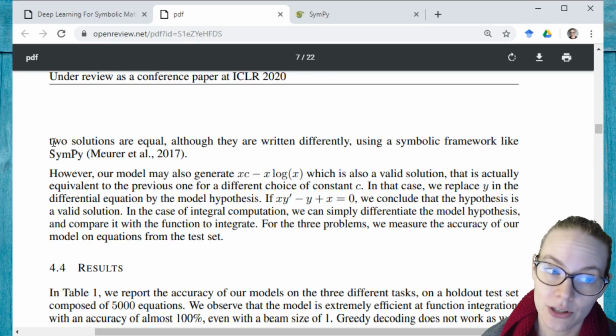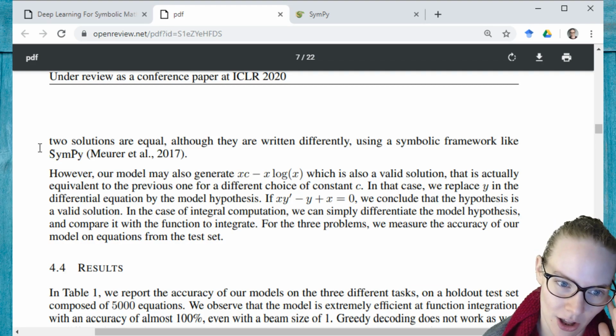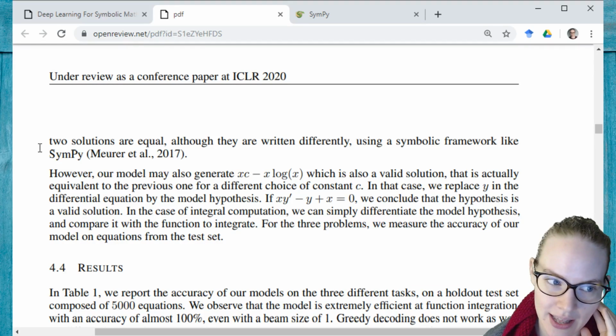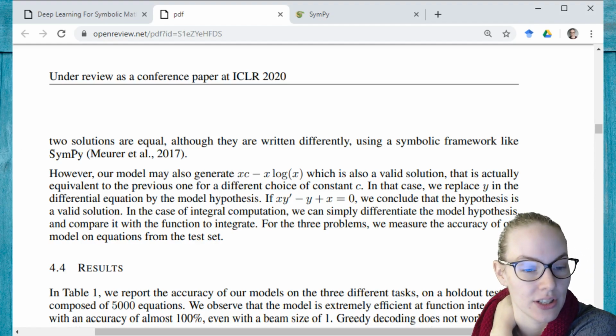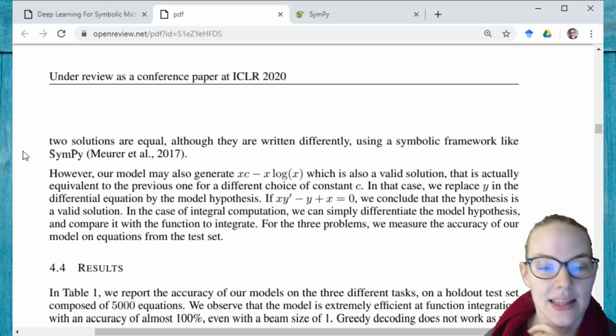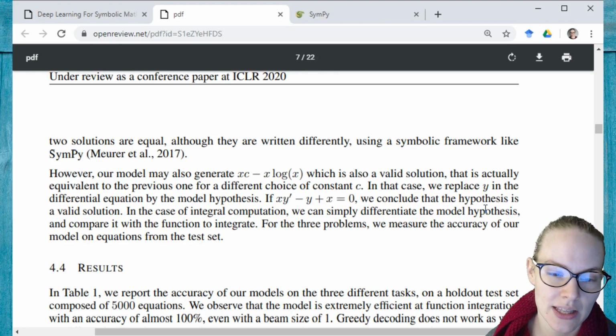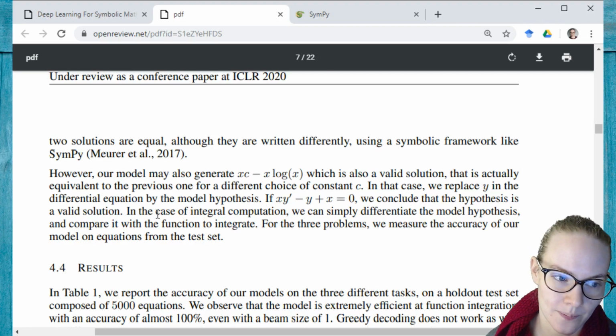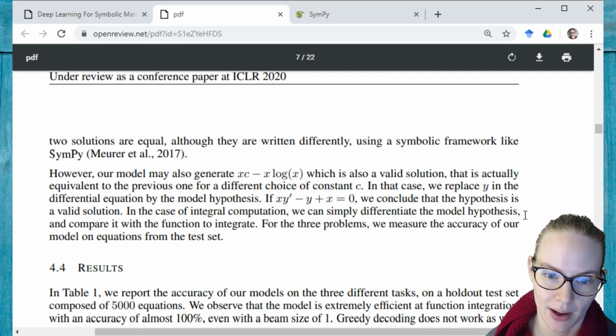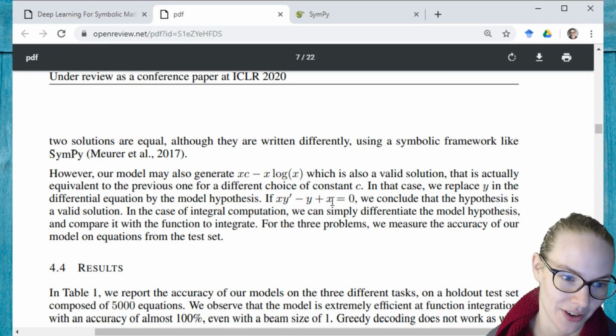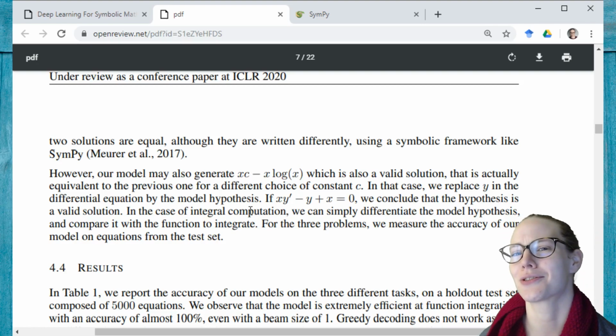However, our model may also generate xc minus x log of x, which is also a valid solution that is actually equivalent to the previous one for a different choice of constant c. In this case, we replace y in the differential equation by the model hypothesis. If xy prime minus y plus x equals 0, we can conclude that the hypothesis is a valid solution. In the case of integral computation, we can simply differentiate the model hypothesis and compare it with the function to integrate. Of course, it's trivial.